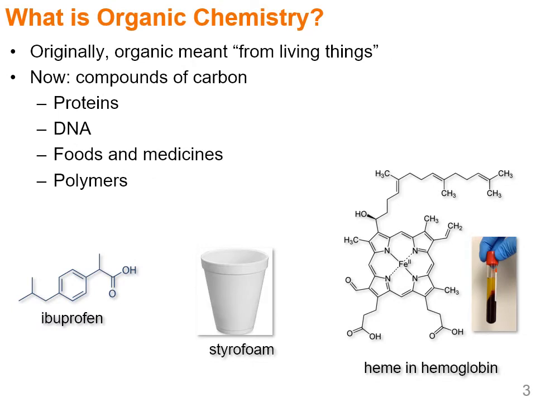Originally, the word organic covered substances that were obtained from living things. But later on, with the advent of modern chemistry, organic chemistry now means the compounds of carbon, their properties and behavior. This includes parts of living things such as proteins, DNA, the food that you eat, the medicines that we use, polymers that we use in our daily lives.